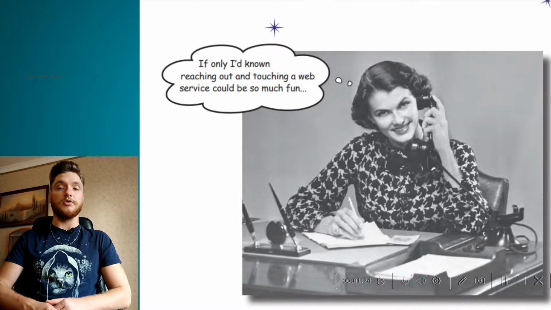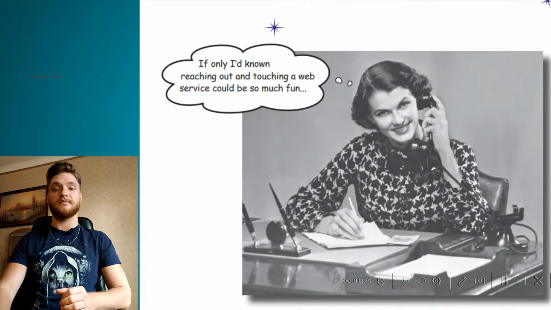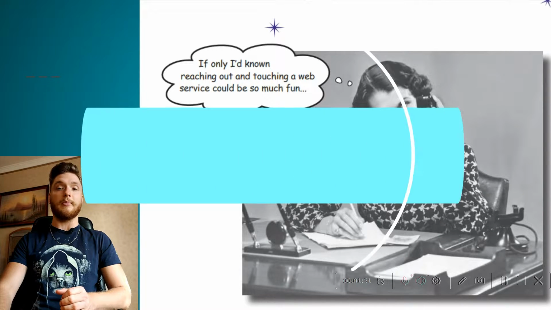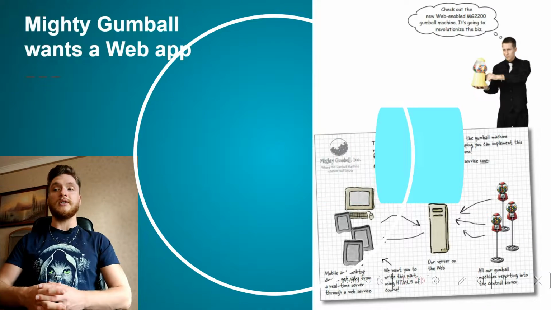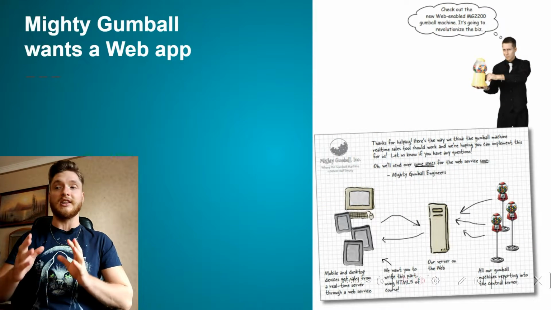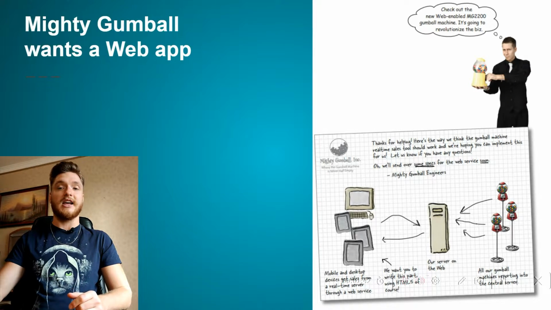So, come on, you're going to use some more APIs, the communication APIs. Mighty Jumble wants a web app. Check out the new web-enabled MG2200 Jumble machine. It's going to revolutionize the biz.